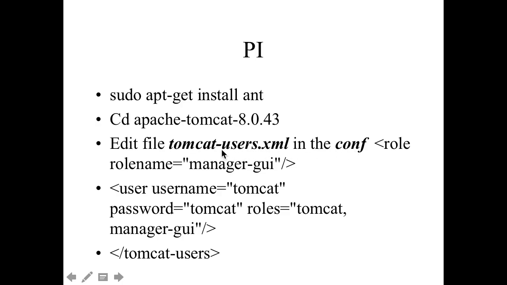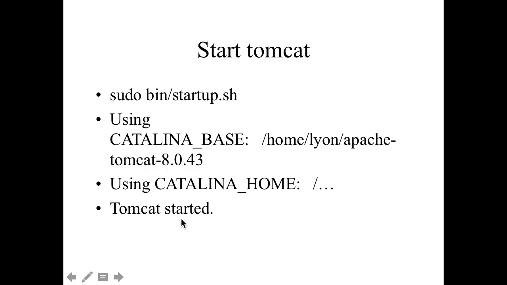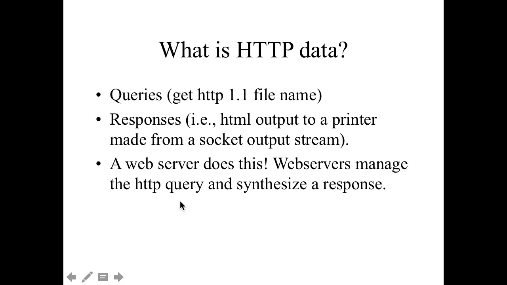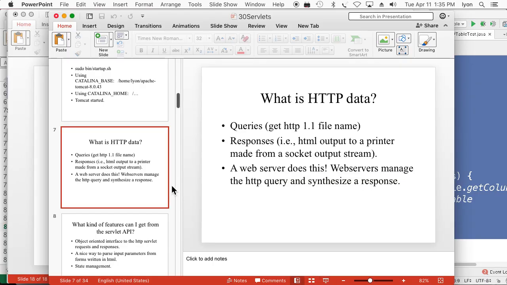configuration directory's Tomcat user XML file and add a Tomcat role with a Tomcat password and make it the GUI manager. And once I do that, I can proceed to do a sudo bin on the startup. And it says I'm using the Catalina base in my home where Apache Tomcat lives. And then it says, after a fashion, Tomcat has started. So let's have a look and see what's going on.